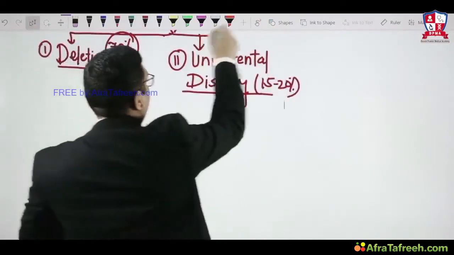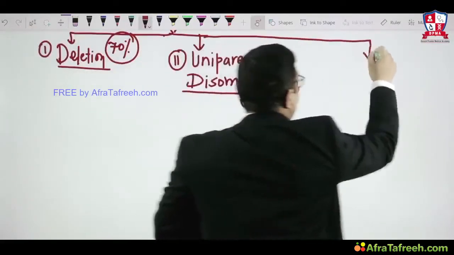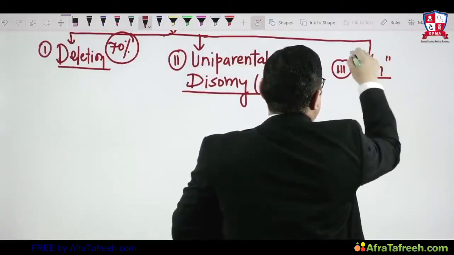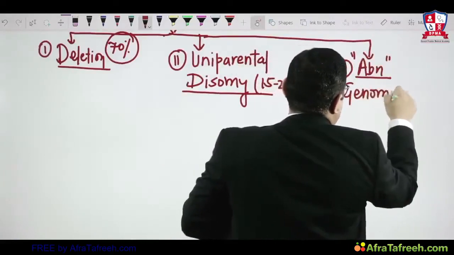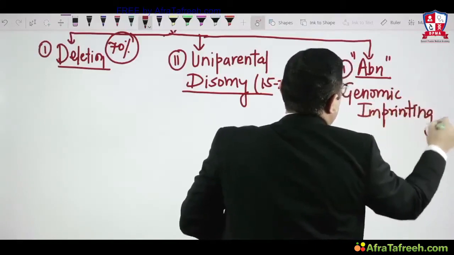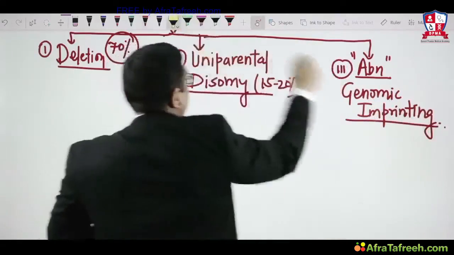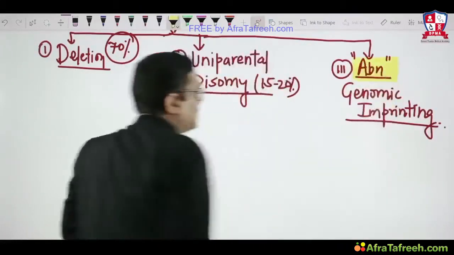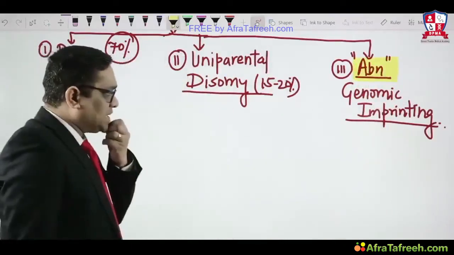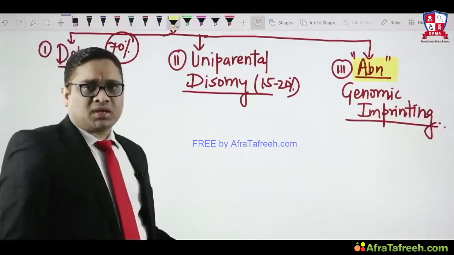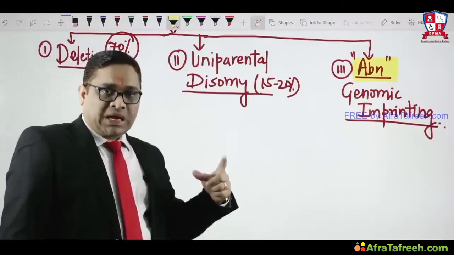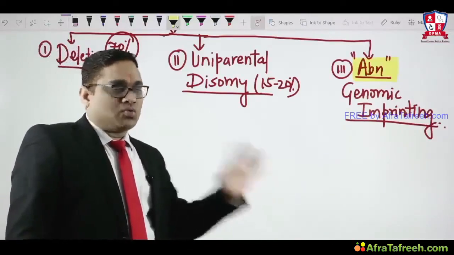And the third one is abnormal genomic imprinting. See what I have written, abnormal genomic imprinting. Normal genomic imprinting, as I have discussed, is normal, so always keep that in mind. When we see abnormal genomic imprinting, it may be associated with Prader-Willi syndrome and Angelman syndrome. Now we are going to see the role of genomic imprinting in development of these disorders on chromosome number 15. The arm is the long arm, Q, right?